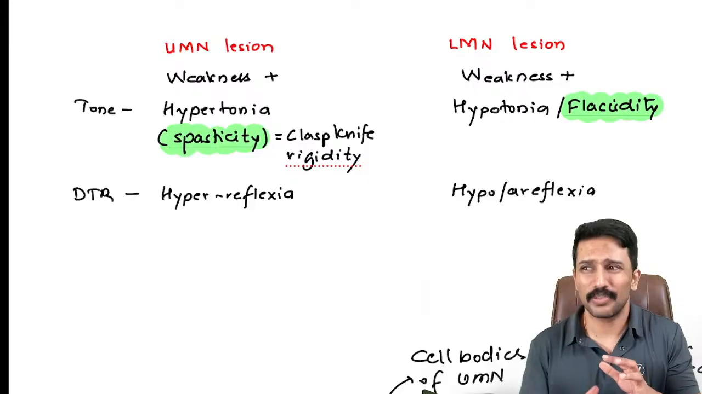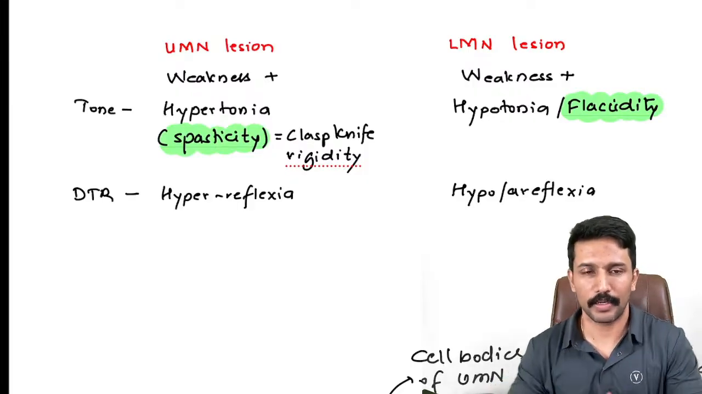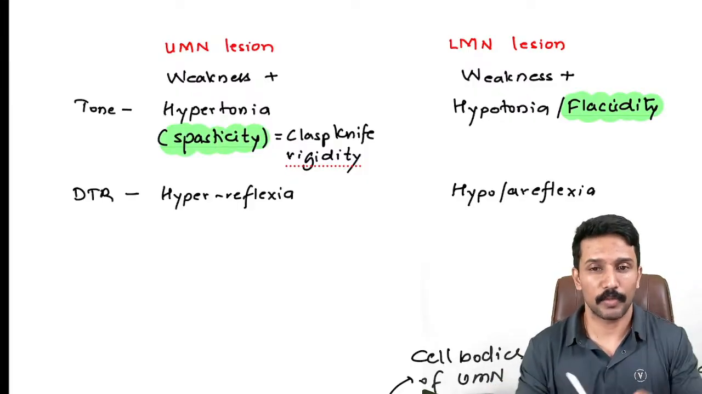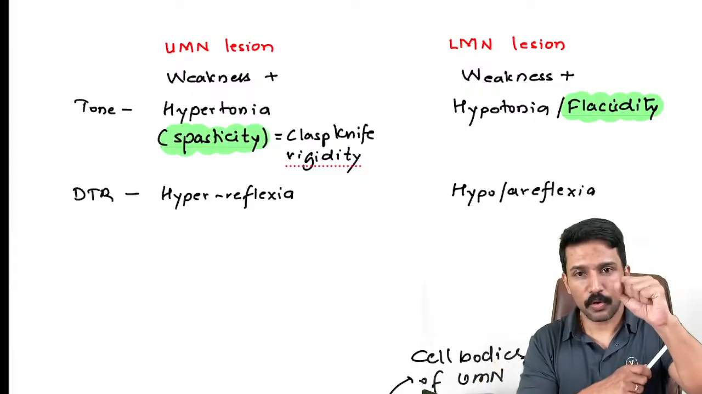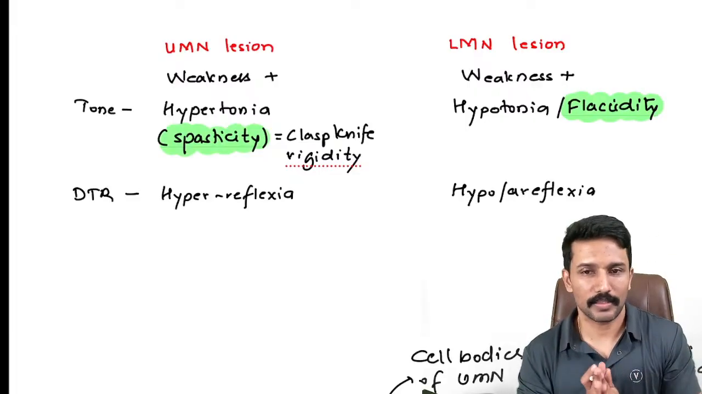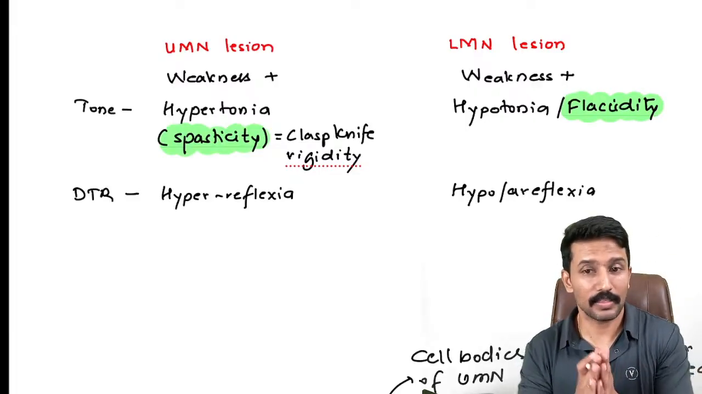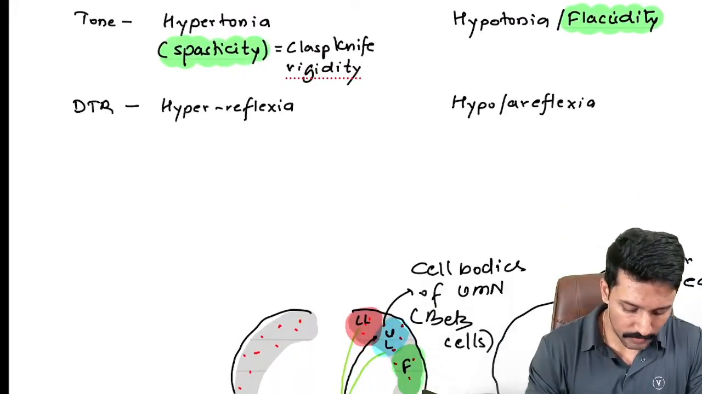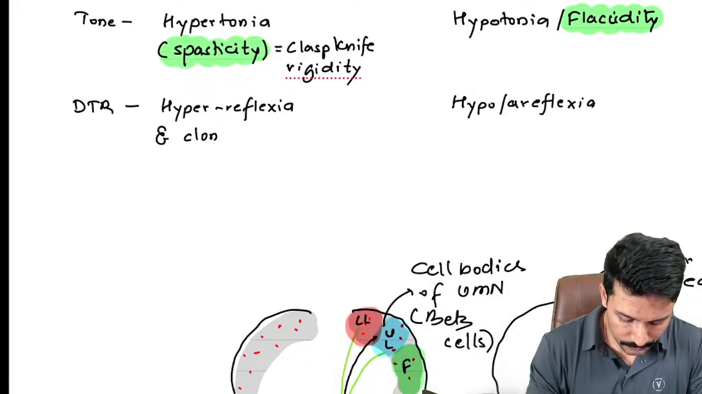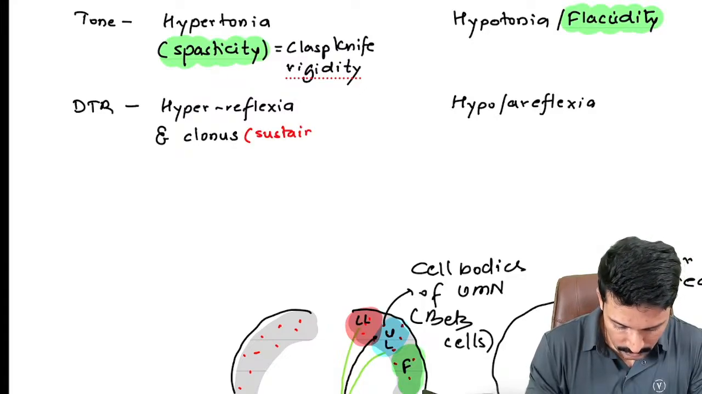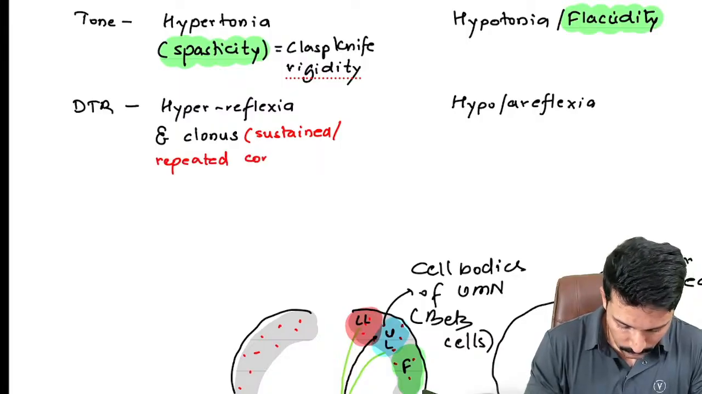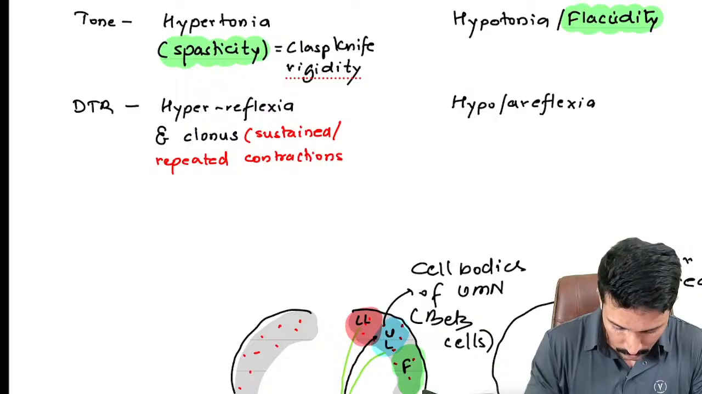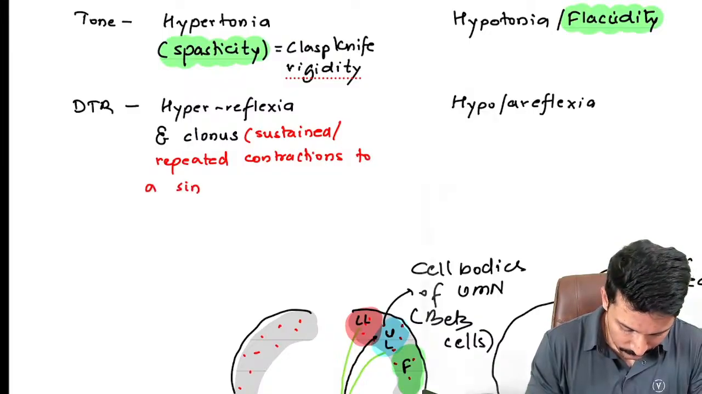And another point, probably I don't remember talking about it to you in the offline class, an exaggerated form of hyperreflexia, severe hyperreflexia, where you hit the tendon once and instead of getting one brisk contraction, you get multiple contractions. What do we call that? We will call it clonus, right? So in addition to hyperreflexia, you can have clonus. What is this clonus? Sustained or repeated contractions to a single stimulus.